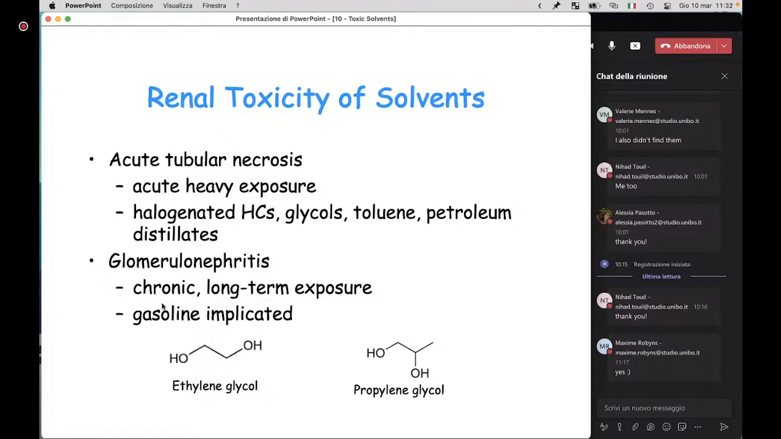It will let anything pass. So you will lose a lot of important, fundamental substances into the urine. Okay. It seems, for example, that gasoline is a very toxic compound in this regard. Oh, I forgot. Glycols are this kind of compounds where you have two alcoholic functions in the molecule: ethylene glycol, propylene glycol, and so on and so forth. Okay, so this is a glycol, but right now it's not really important, just to clarify this part where we have seen that acute exposure is mainly due to halogenated compounds, but also to glycols and so on, while the chronic part, glomerulonephritis, is mostly due to gasoline and related solvents. Okay.